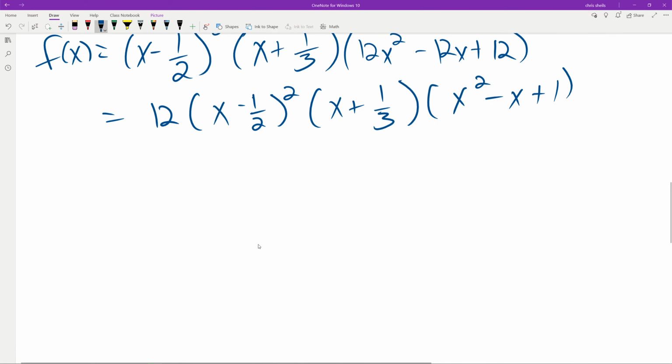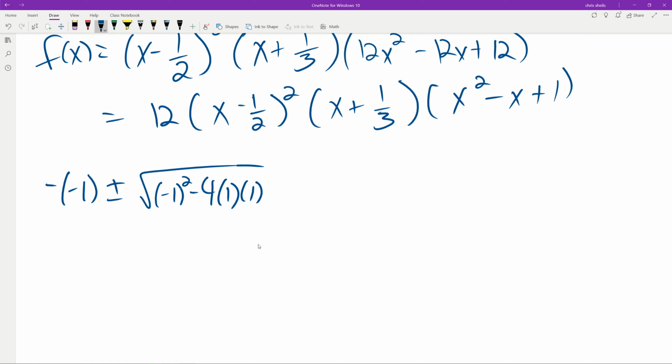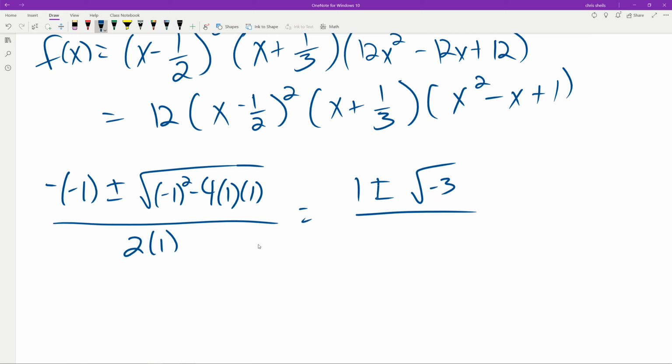My quadratic formula will be, let's see, opposite of b plus or minus the square root of b squared minus 4ac, all over 2a. This is negative negative 1, which is positive 1, so this is 1, plus or minus the square root of 1 minus 4, that's going to be the square root of negative 3, all over 2. This is going to be 1 plus or minus i times the square root of 3, all over 2.